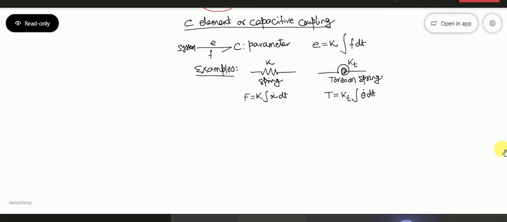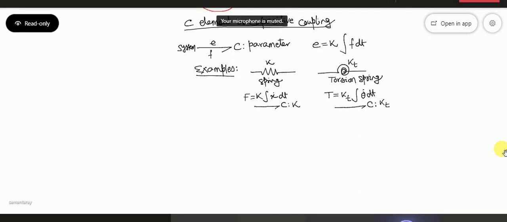So this can be shown as C with K, and this will be shown as C with KT. Of course, this side there is a system, which I am not writing. So these are very simple springs. The way we store that potential energy, that becomes a spring.